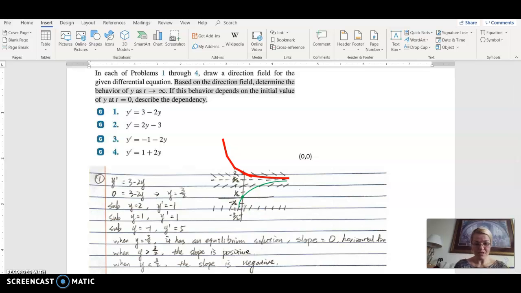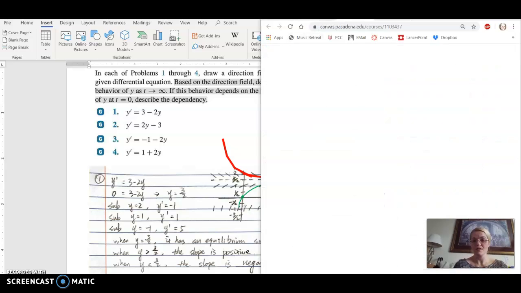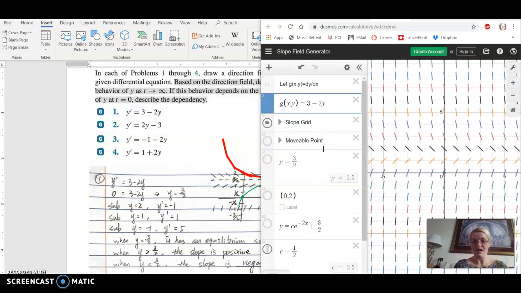So to give a nice picture, I went to the Desmos slope field generator, and then I turned off the movable point because I don't like it. And there's your equilibrium equation. If you solve this differential equation using the methods in the textbook, because it's a separable differential equation, you can get the following general solution.